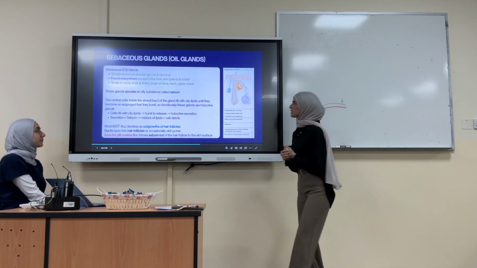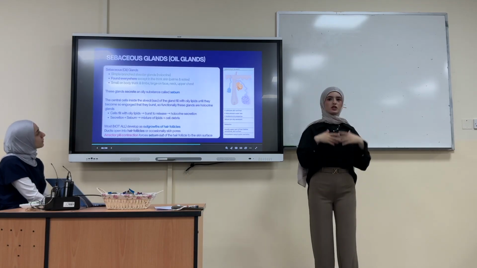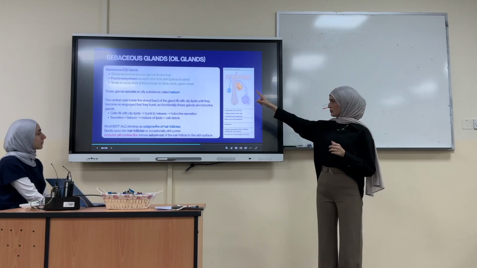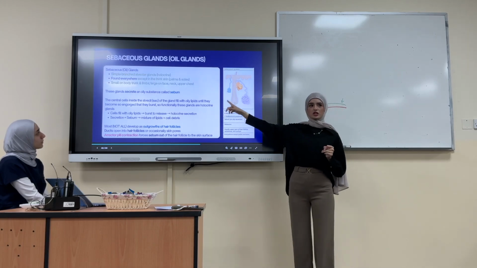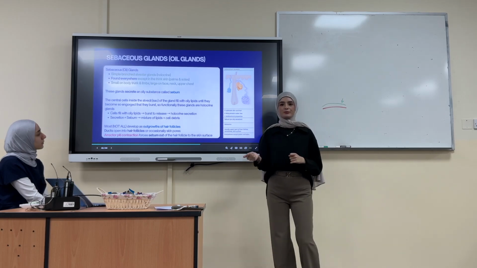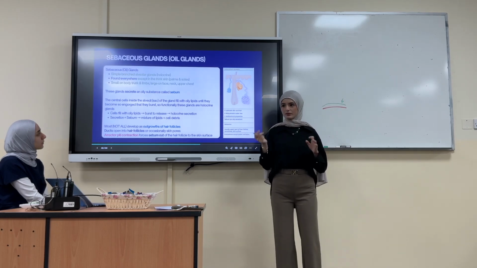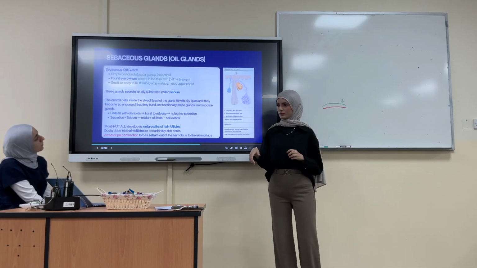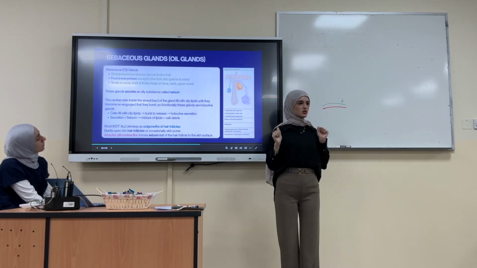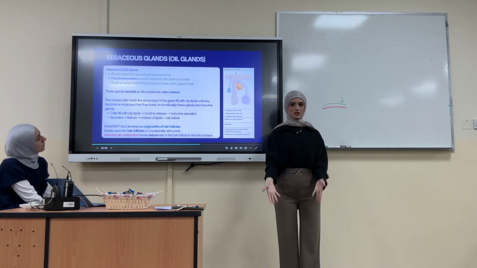Now we're going to talk about the sebaceous glands, or the oil glands. They are simple branched alveolar glands, and they are functionally holocrine. Where do we find them? All over the body except the palms, hands, and the soles of the feet. So we find them anywhere except thick skin. And thick skin is where? Palms and soles of the feet.